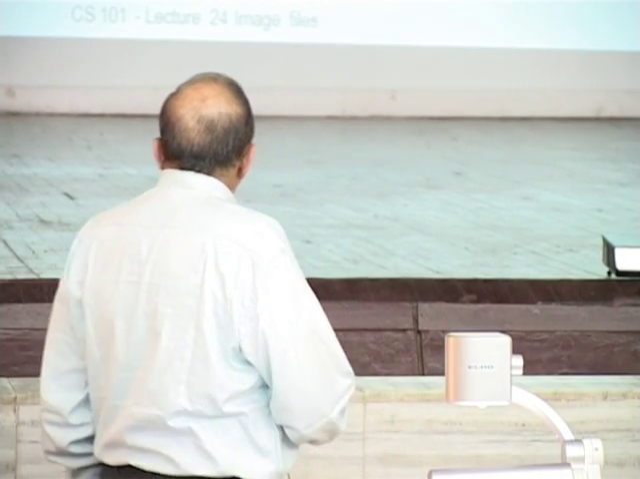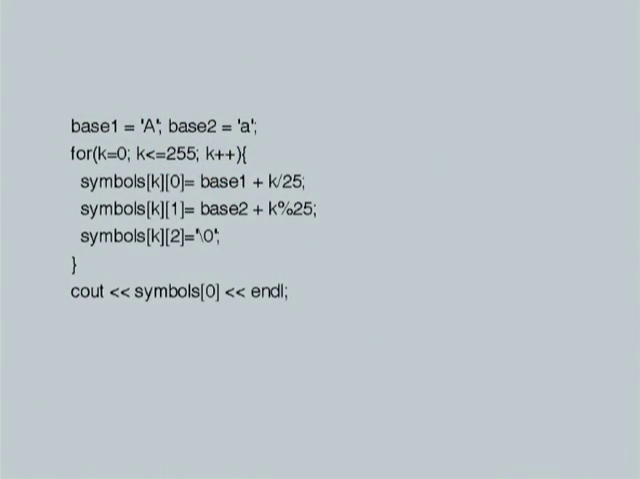Since I need to generate 256 key values, I set up a loop from 0 to 255, and I set K0, which is the first character of the symbol, as base 1 plus K by 25. What will this do? For values of K between 0 to 24, this K by 25 will be 0. That means only base 1, character A, will be occupying the symbols 00, 10, 20, etc. The first character will be A for 25 symbols.